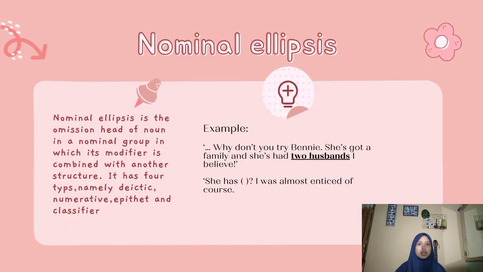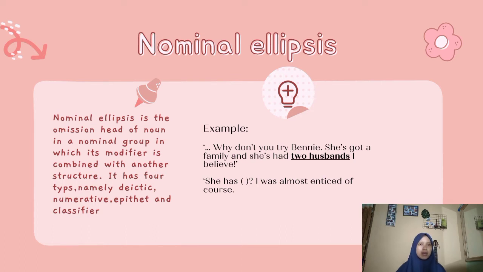The first is nominal ellipsis. Nominal ellipsis is the omission of the head noun in a nominal group, with its modifier combined with another structure. It has four types, namely deictic, numerative, epithetic, and classifier. In the example sentence, the noun of the data is omitted. The bracket should be filled with husband, which is the head of the nominal group.